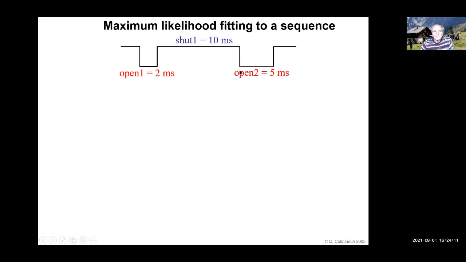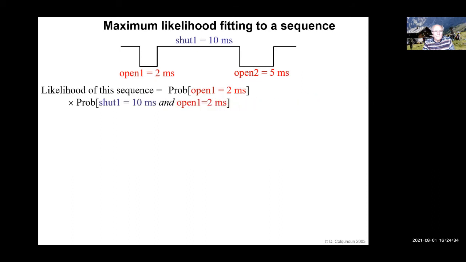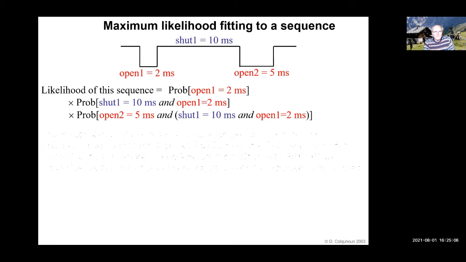Here's the first two openings in a sequence of maybe 12,000. Open for 2 milliseconds, shut for 10 milliseconds, open for 5 milliseconds. What's the likelihood of that sequence? Well, it's the probability that the channel is open for 2 milliseconds, times the probability density, actually, since we're specifying an exact duration, that it's shut for 10 milliseconds and it had previously been open for 2 milliseconds, times the probability that the second opening is 5 milliseconds, given that the first shut time was 10 and the first open time was 2, and so on.